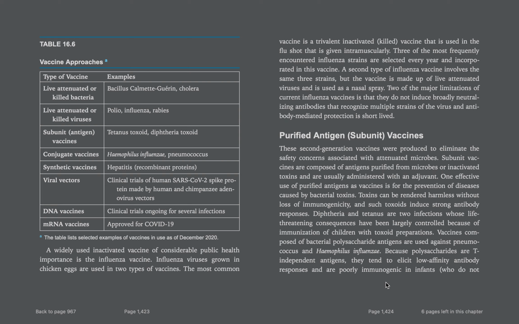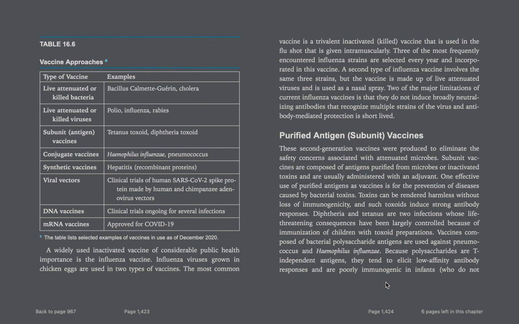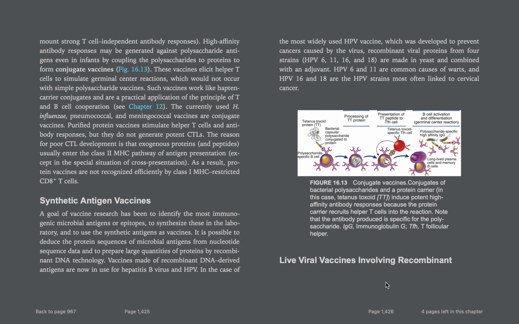Vaccines composed of bacterial polysaccharide antigens are used against pneumococcus and Haemophilus influenzae. Because polysaccharides are T-independent antigens, they tend to elicit a low-affinity antibody response and a poor immunologic response in infants.